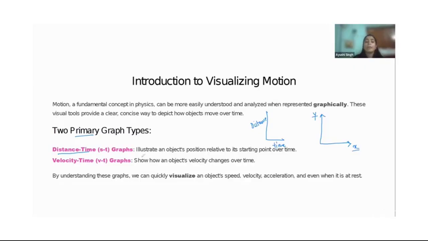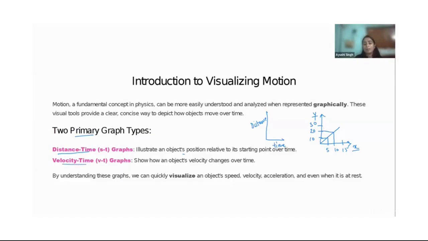Now, it illustrates an object's position relative to its starting point over time. So for example, suppose this is 10 meter, 20 meter, 30 meter, right? In 5 seconds, 10 seconds, 15 seconds. So if I draw a graph like this, that means in 5 seconds, the vehicle covered 10 meters. In 10 seconds, it covered 20 meters. So this is how it can be represented.